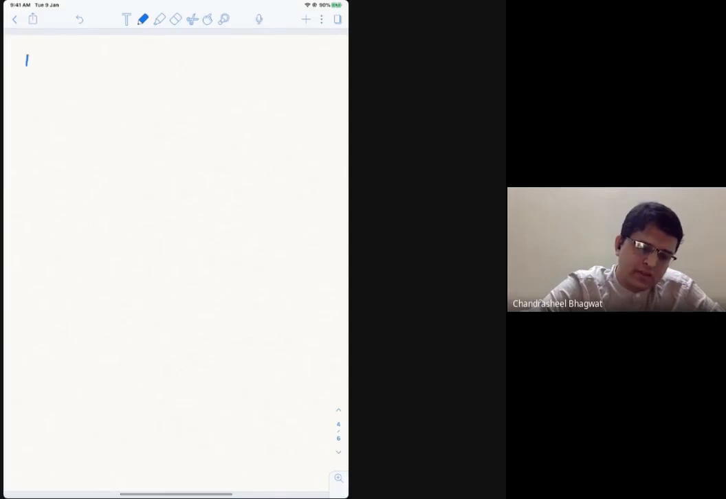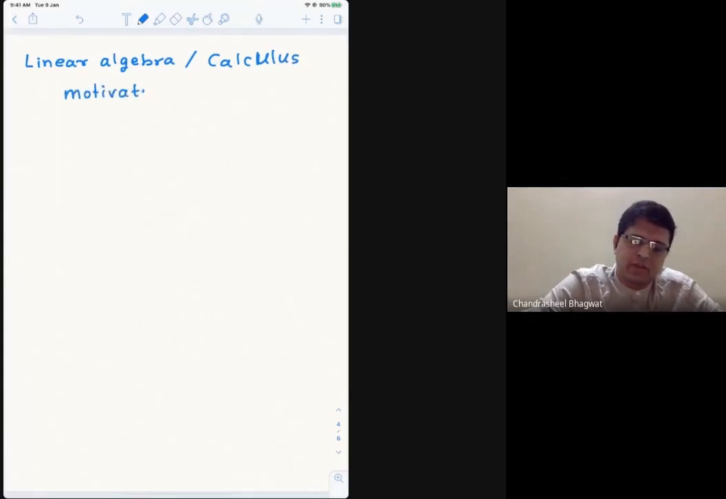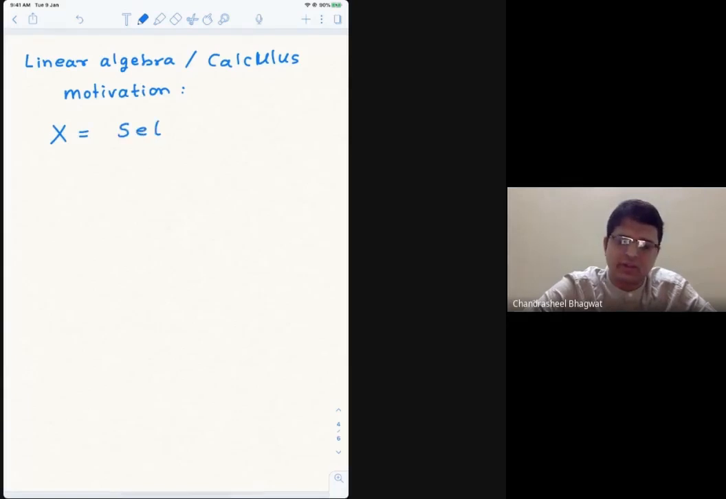So the situation is like this. Linear algebra, calculus, motivation. The situation is very simple. You have some set X. Don't worry about what kind of structure is on the set. Later on, we'll make this more refined. Right now, just a set.